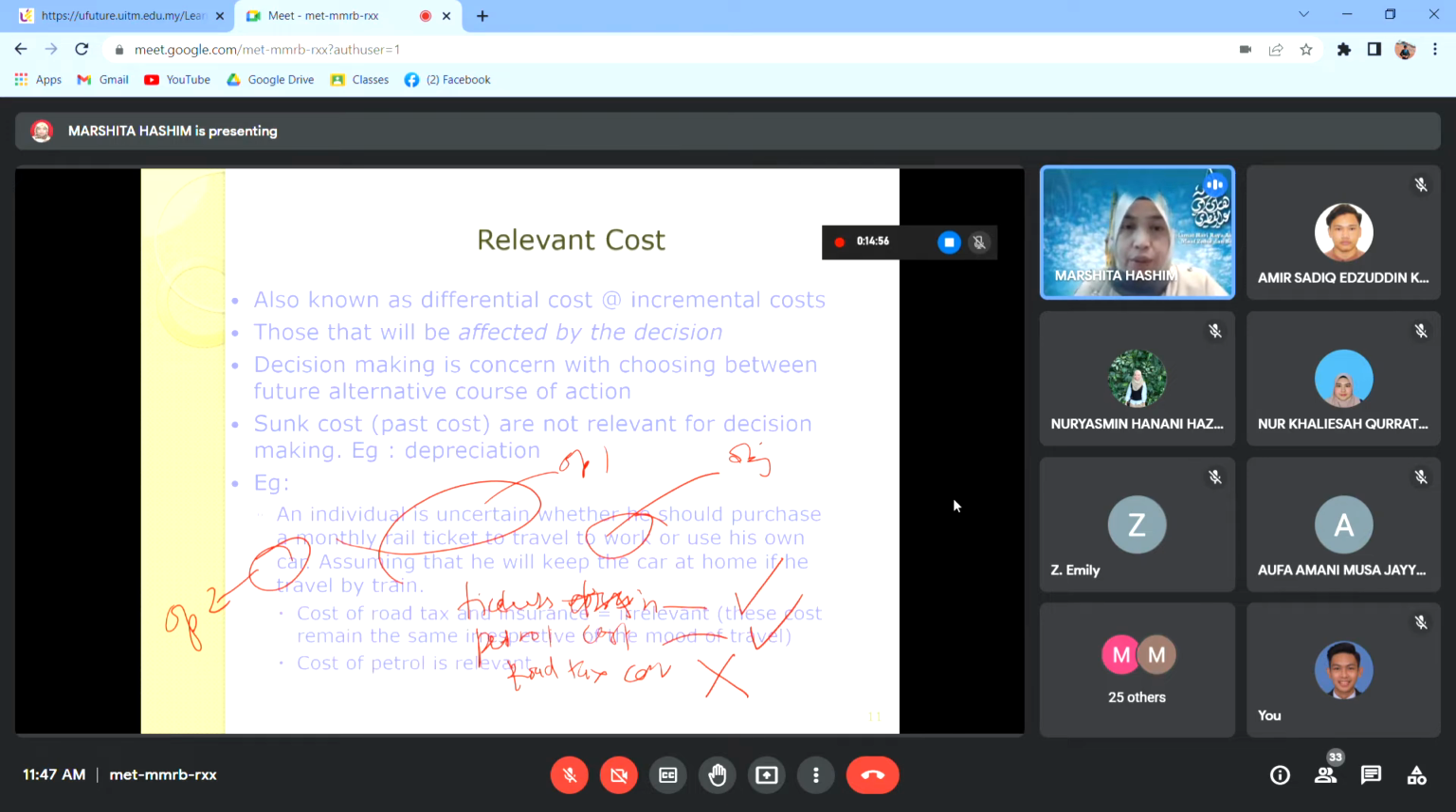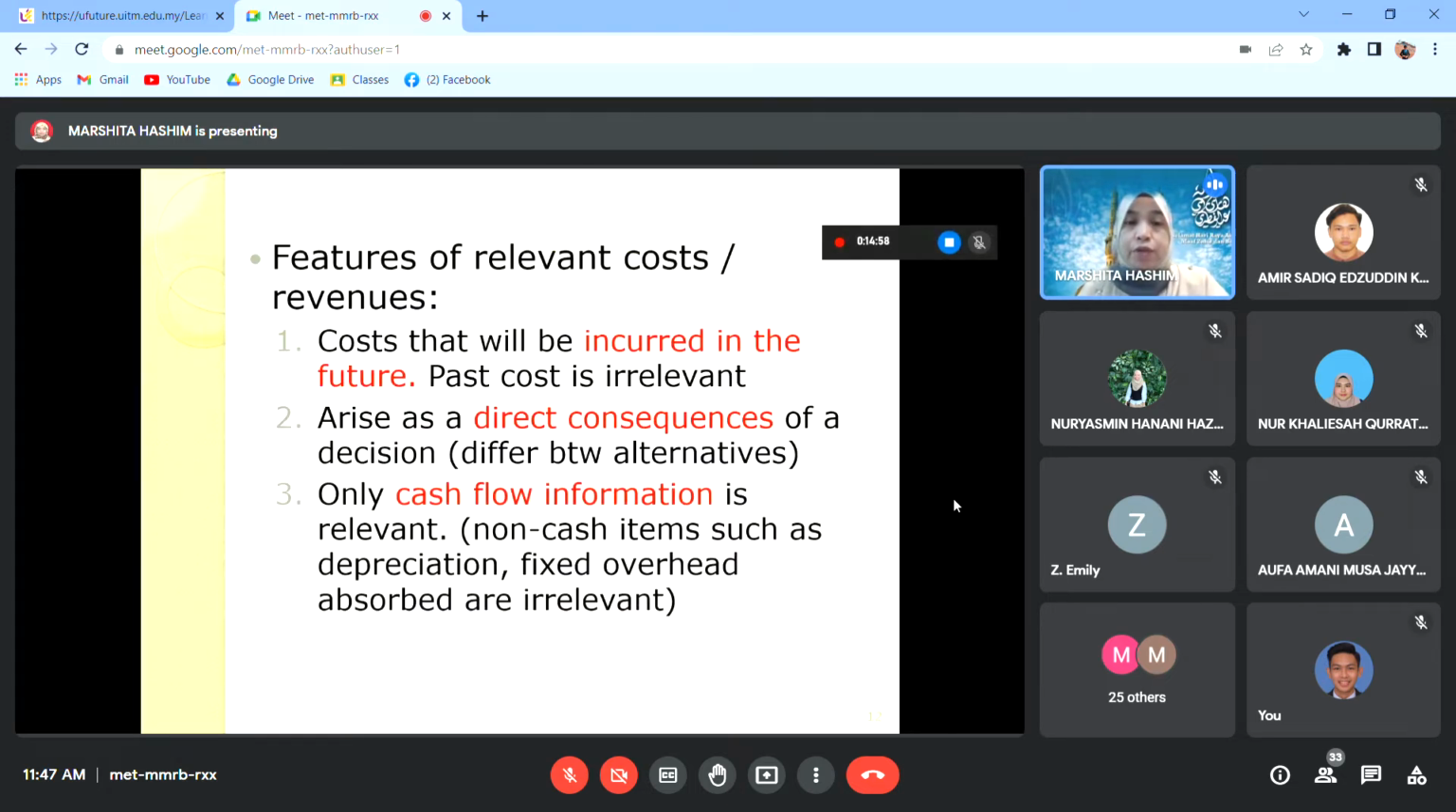Okay, now features of relevant cost. The first one, cost that will be incurred in the future. Past cost is irrelevant. Number 2, it arises as a direct consequence of the decision. That means it must differ between alternatives. Remember the train tickets just now. If you travel by train, you will pay tickets. If you travel by car, you don't have to pay tickets. So it differs between alternatives. Therefore, it is relevant. Number 3, only cash flow information is relevant. Non-cash items such as depreciation or fixed overhead absorbed are irrelevant.